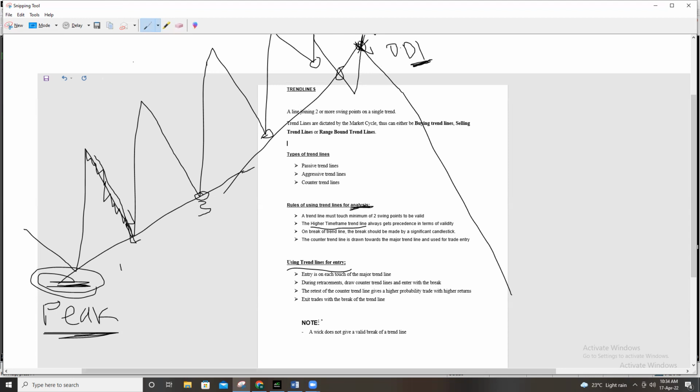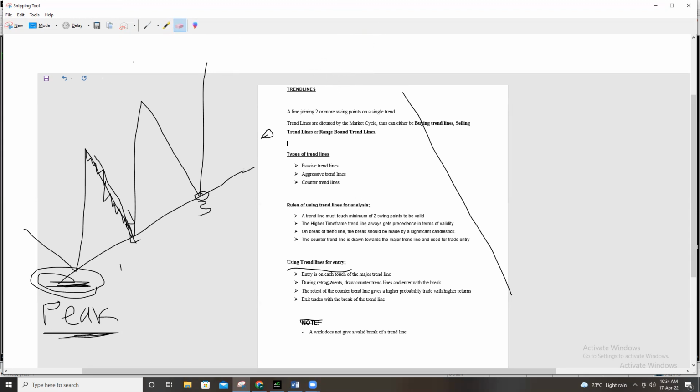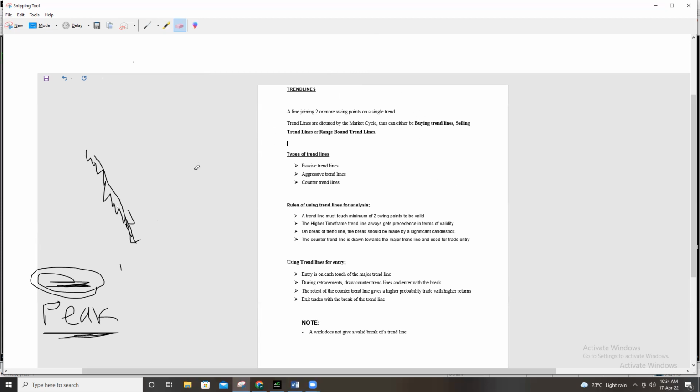So there's a note here, meaning a wick does not give a valid break of a trend line. I think I had already mentioned that. So those are the basic rules that you need to have at the back of your mind when you're trading the trend line. So now let's get to the charts. Let's get to the charts and apply all that knowledge to an actual chart.